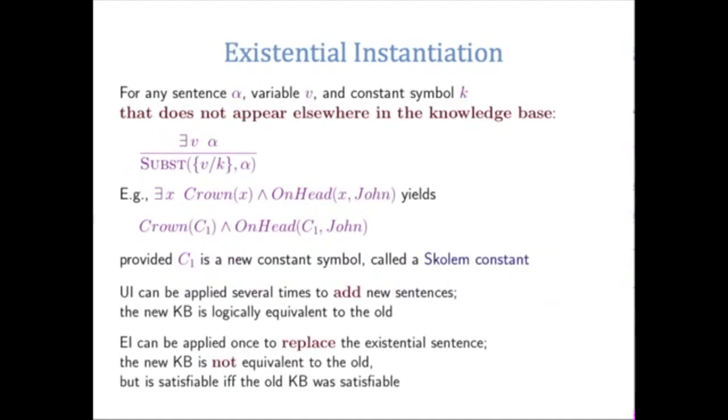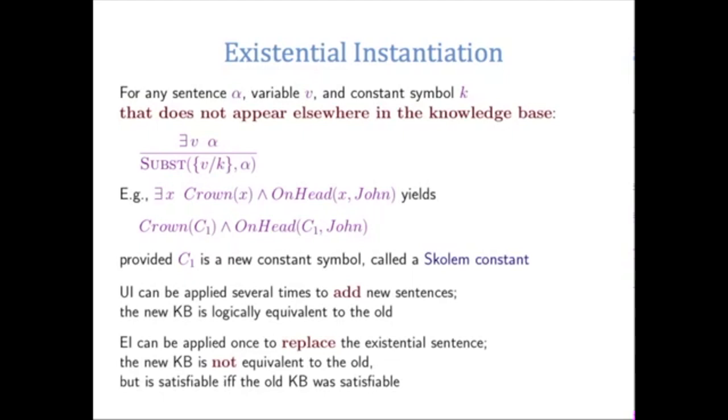So that's universal instantiation. Its counterpart is existential instantiation. Here we're saying that for any sentence alpha and some variable v and a constant symbol k that does not appear anywhere else in the knowledge base.